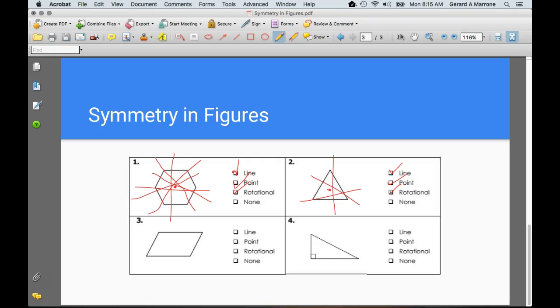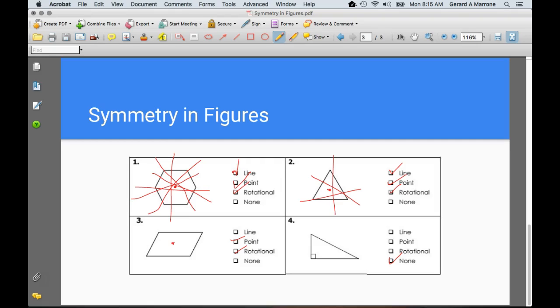Okay. With our parallelogram here, it doesn't appear that we have any line symmetry. If I were to be able to rotate this 360 degrees or less, I would still have point symmetry and rotational symmetry. I could spin it around this point and still get the same figure. And if we look at our right triangle here, I can't split it in half with any lines. I don't think I can rotate it, and definitely not rotational symmetry less than 360 degrees. So this one has no symmetry.